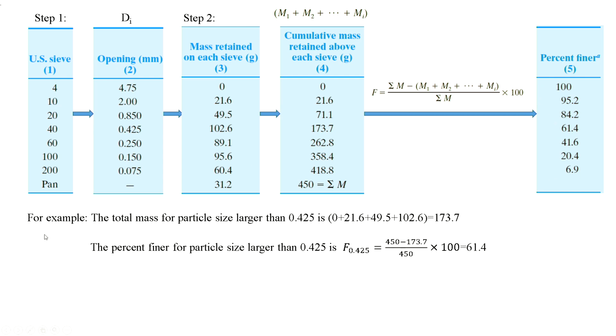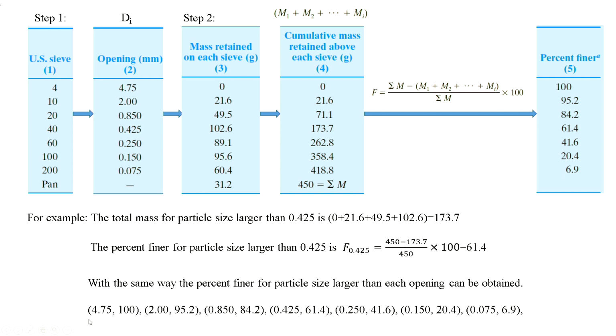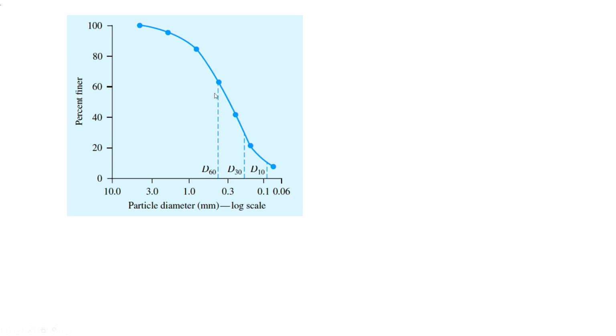Then you got 1, 2, 3, 4, 5, 6, 7 points, right? This is the first one, second one. No, we should use the opening, right? And finally, put them on this curve.